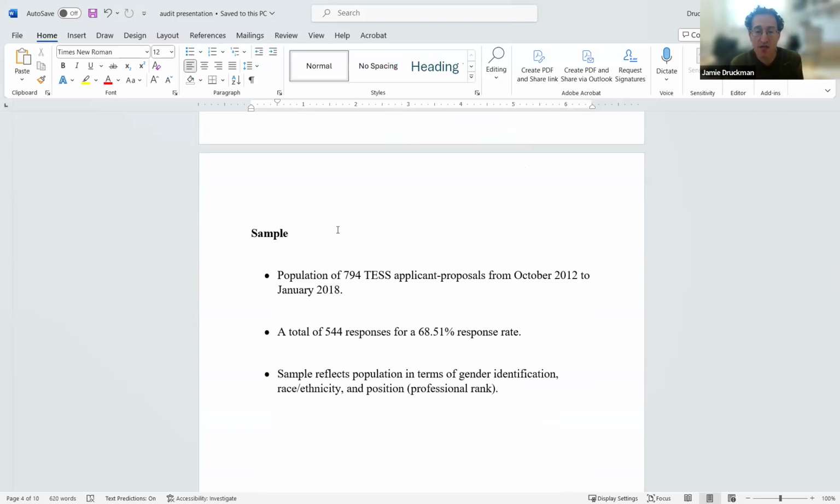We got about 544 to respond. And since we had the population, we were able to see if the respondents varied from the population in terms of gender, race, ethnicity, and position. And it seemed to line up pretty well.